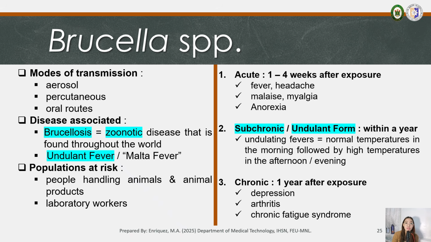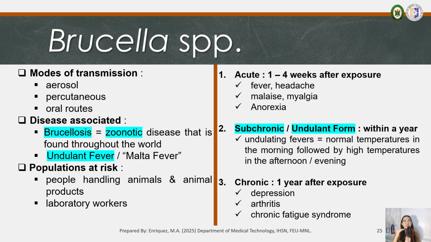Next is the subchronic or undulant form, where this is where the characteristic manifestation of brucellosis is observed. Okay, so dito na po nanggaling yung pangalan na undulant fever sa subchronic stage. All right, so the patient experiences undulant fevers where the temperature is normal during the day, but it rises during the afternoon or evening. So yun po yung ibig sabihin ng term na undulating, taas baba yung temperature nung pasyente.